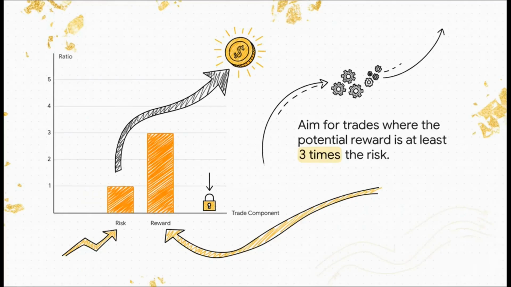And this is the secret sauce. This is what makes the strategy so powerful. We are always looking for trades where our potential reward is at least 3 times bigger than our risk. You see it right here. We're risking one little chunk to potentially win 3, 4, or even more chunks back. It's an unfair fight in our favor, and that's exactly what you want for long-term success.